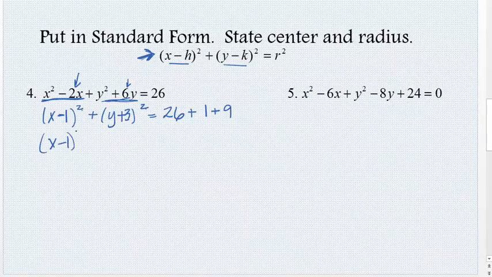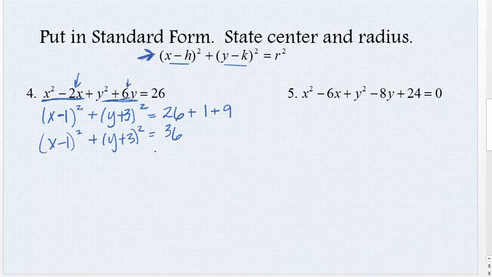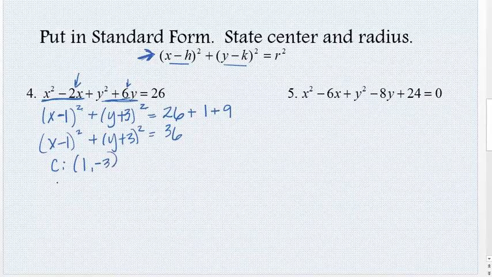(x minus 1) squared plus (y plus 3) squared equals 26 plus 10, basically. Well, that's 36. Now, this is in standard form. Now I can state the center. h is 1, k is negative 3, and the radius is the square root of 36, or 6. Alright? Standard form, center, and radius.